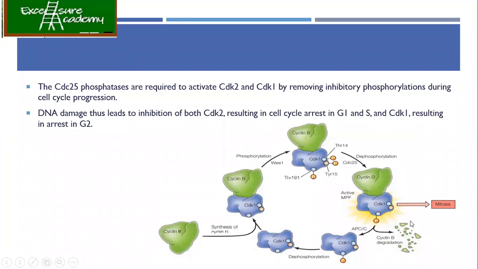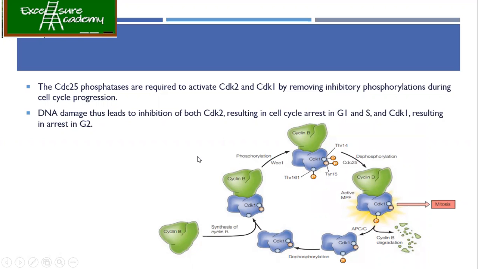So here, what is the function? You can see that CDC25 is there, which actually activates your MPF so that it can enter mitosis. Now, once CDC25 is not activated, the cell gets arrested in the G2 phase itself. It will not go into mitosis.